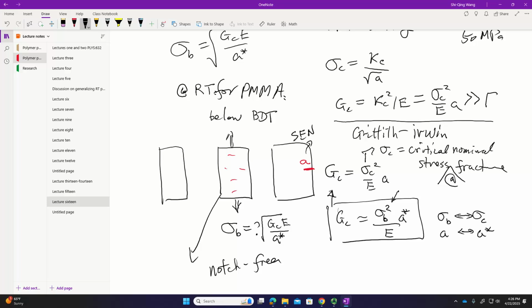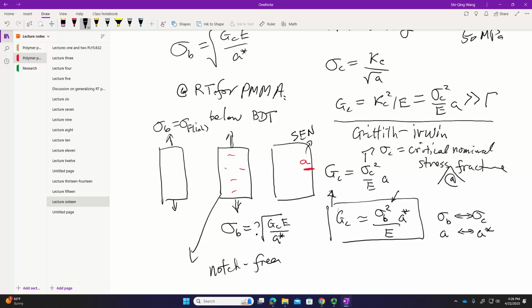If you don't get this, it's only because you are not interested, not because of anything else. Okay, clear? So this is the whole logic. A flawless sample, go ahead and just measure it, because in a flawless sample, your nominal strength is your true strength, is your theoretical strength. Otherwise, do fracture mechanics.